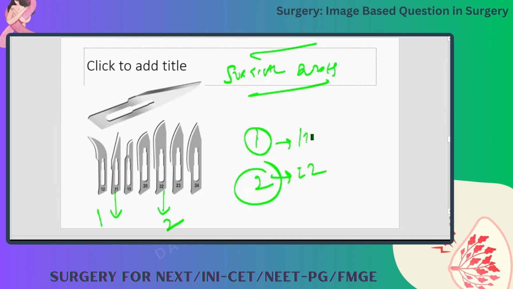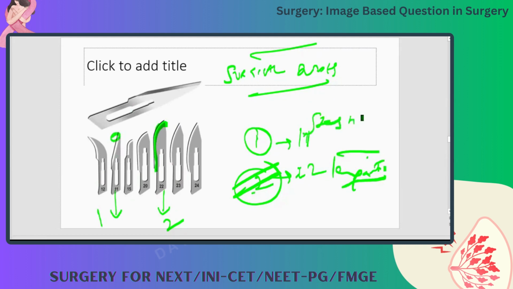11 is, I think, arteriotomy, and 22 is for abdominal incision. Yeah, 22 you are correct. 22 for abdominal. See, this has a belly. We call it belly. So this is used for laparotomies. But see here, this is a sharp end. We have to stab it for stab incisions.